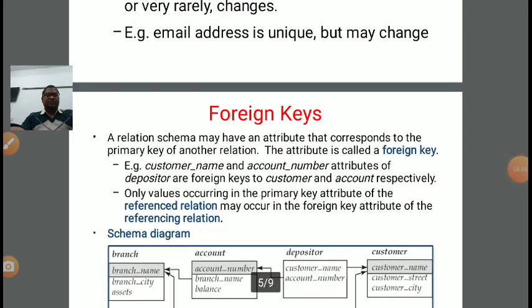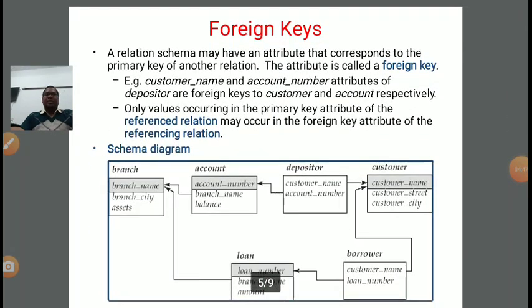Now one very important concept, that is foreign key. It is based on the concept of referential integrity. What is the meaning of this? You will come to know. In simple words, an attribute which is a primary key in another table is called a foreign key.